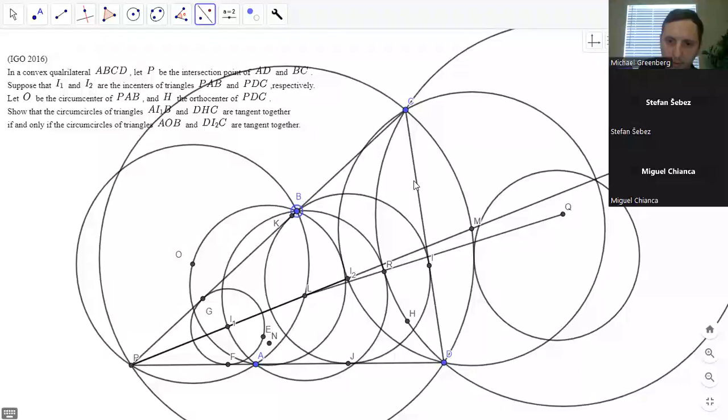So if I reflect A and B over that, if I reflect I1 over that, what if I reflect this the other way? Yeah, I'm not sure how helpful all that is.